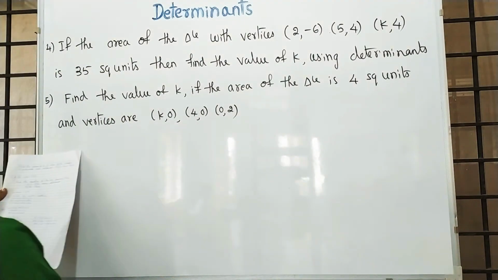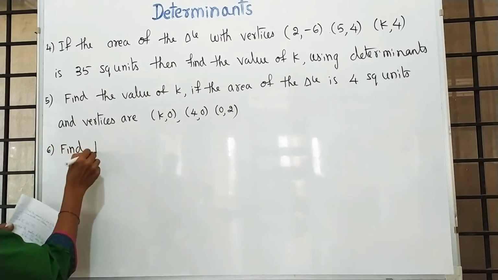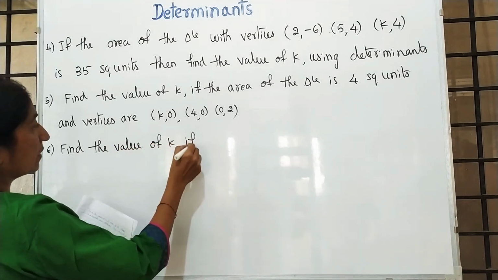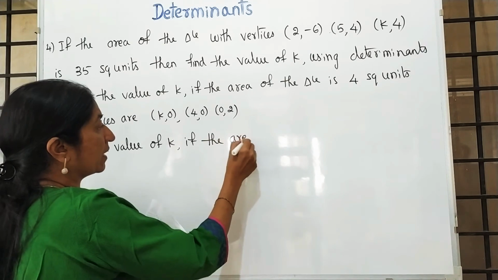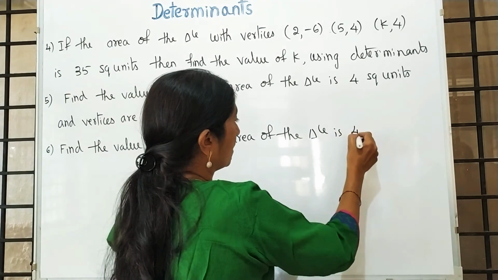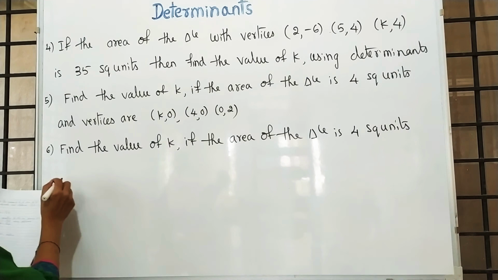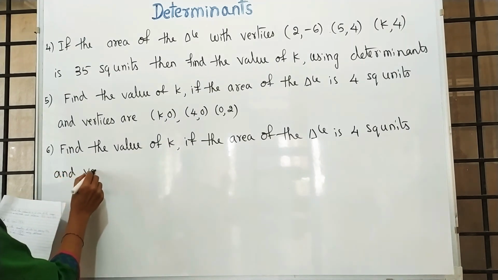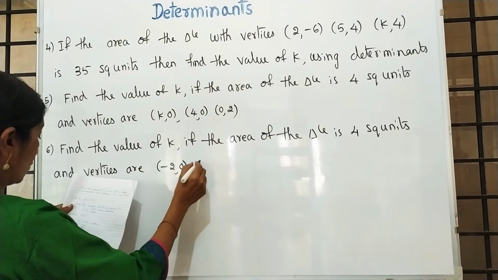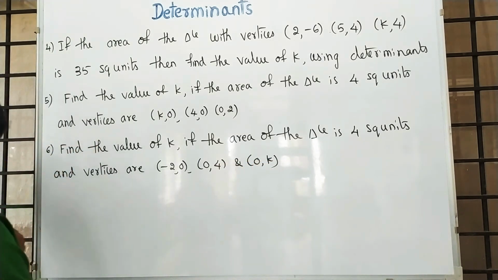Same, find the value of k. Find the value of k if the area of the triangle is 4 square units and vertices are -2, 0, 0, 4 and 0, k.